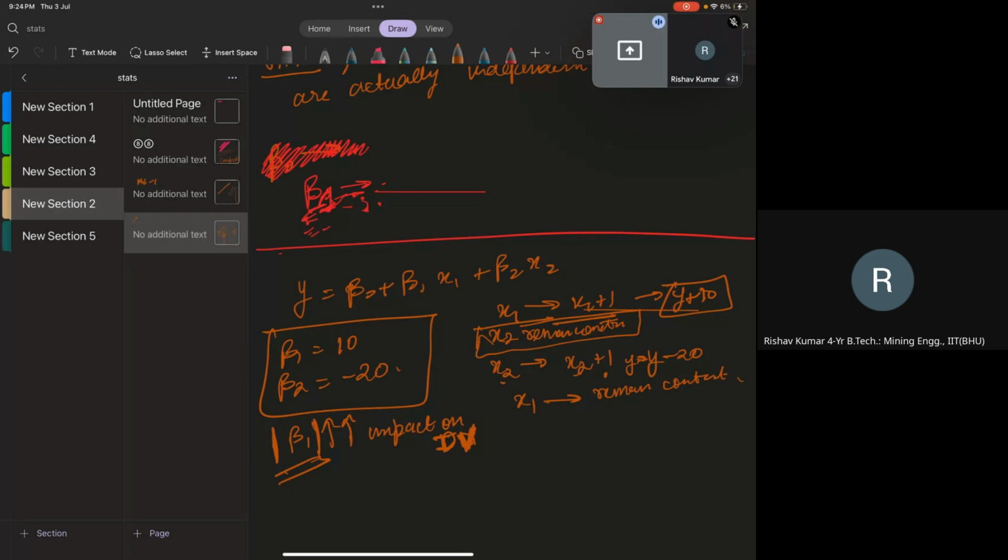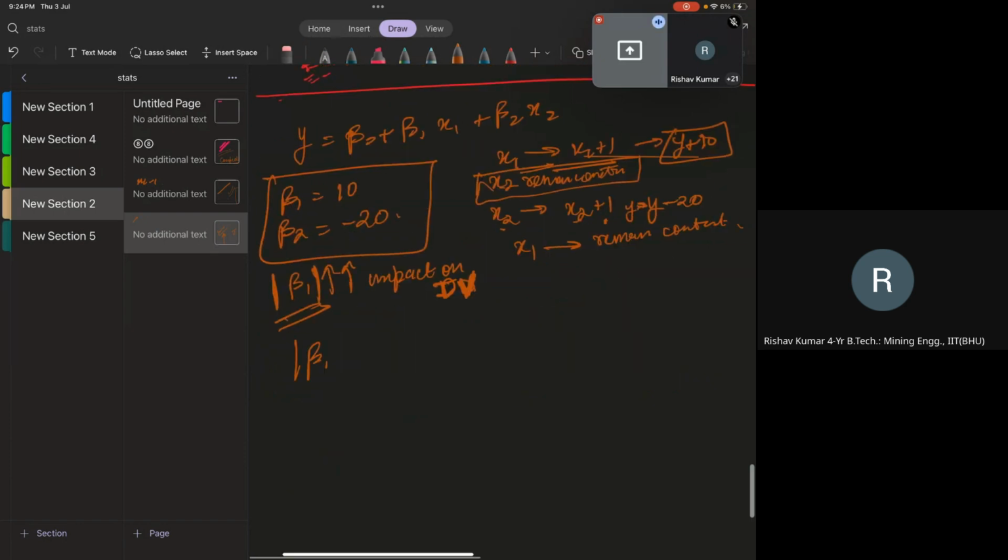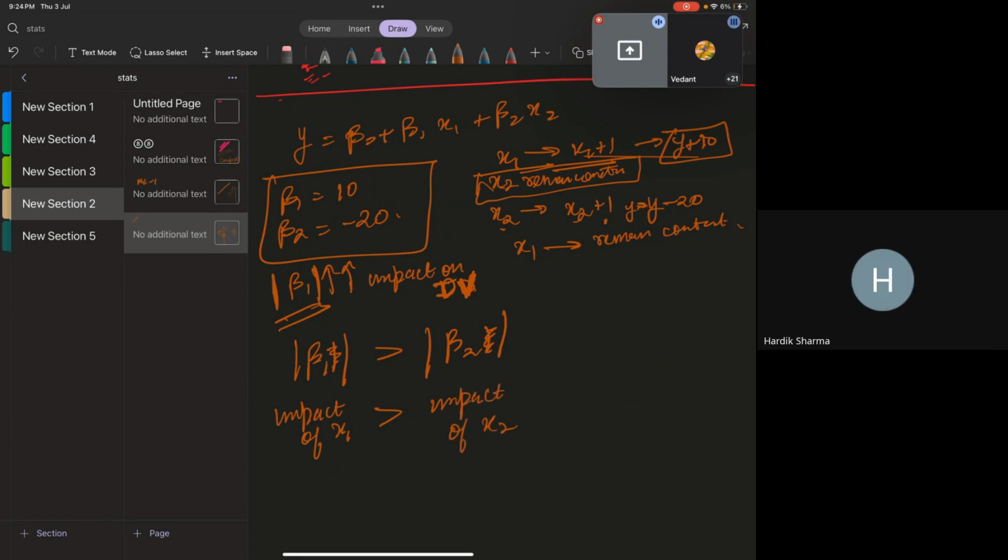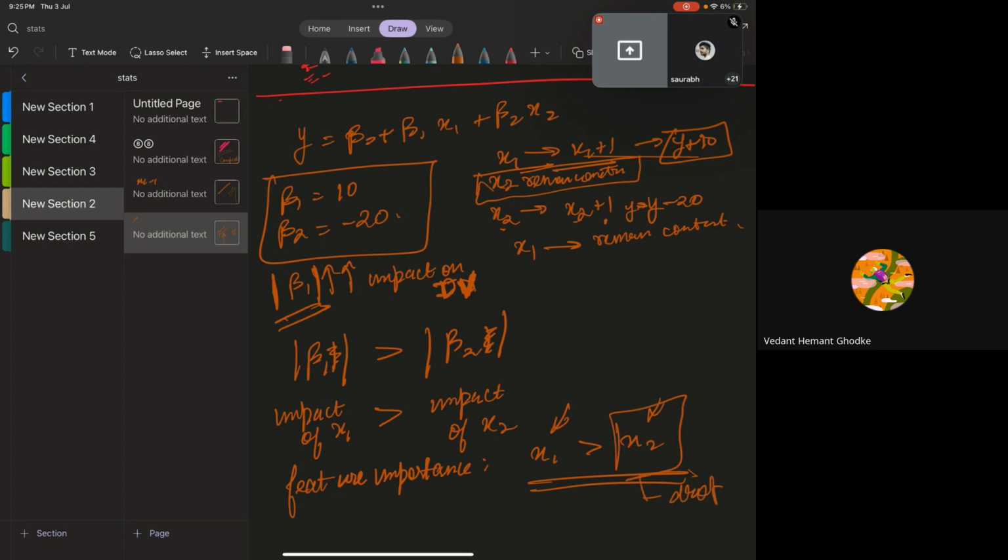So if I say that beta 1 is greater than the absolute value of beta 2, that means the impact of x1 is greater than the impact of x2. Direction does not matter. And hence that means feature importance, x1 is ranked above x2. x1 is the more important feature and x2 is not as important. And if you want to optimize your model, you can drop x2 if it does not have a good impact.